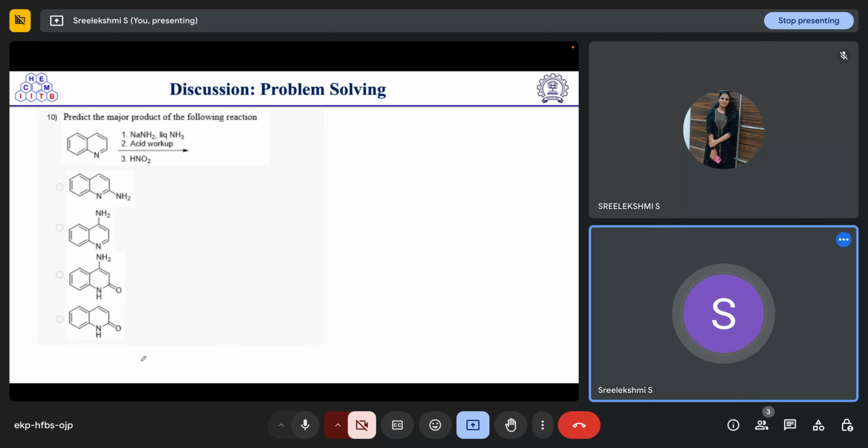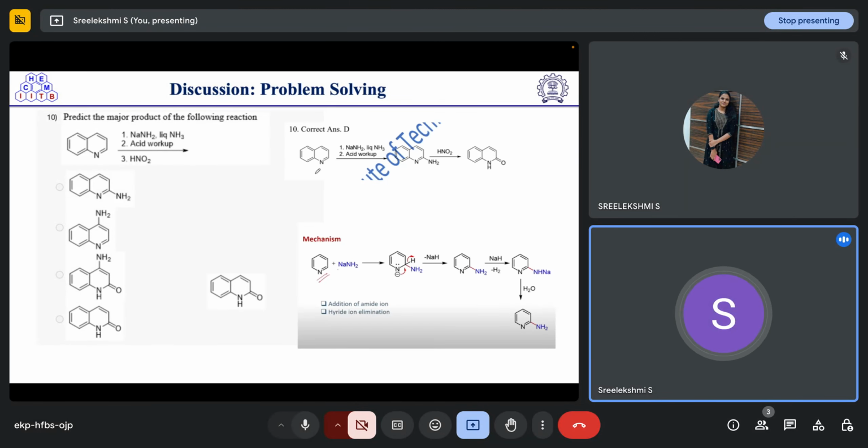So here what is happening is that, in the presence of NaNH2 and liquid ammonia and acid workup, this Chichibabin amination is happening. The mechanism is addition of the amide ion: NH2 minus will attack over here and this will be N minus. Once N minus forms, this proton will leave as NaH to form this amino product.